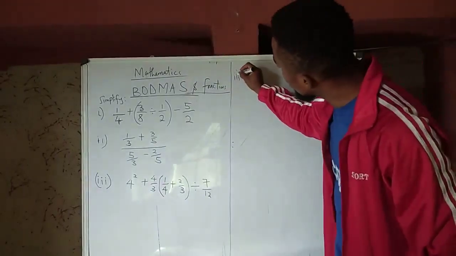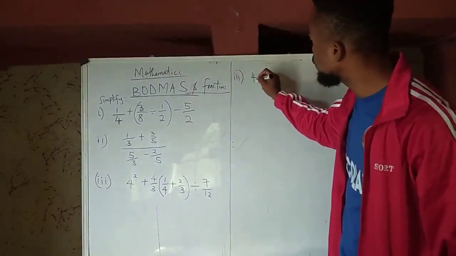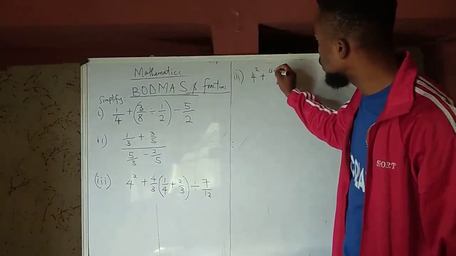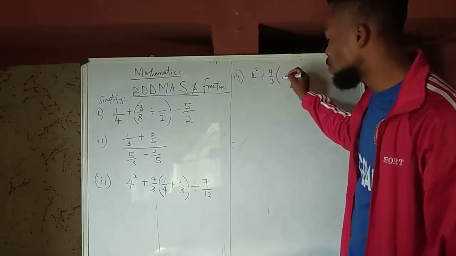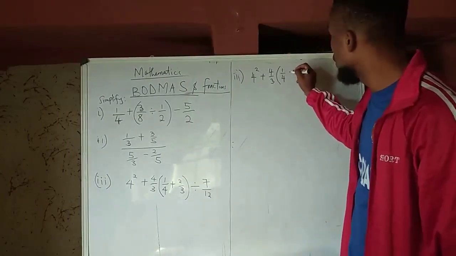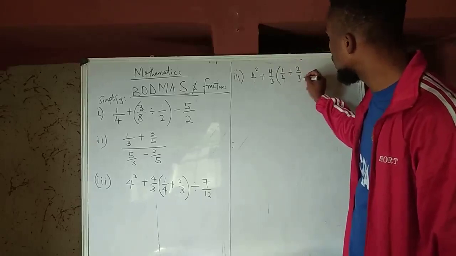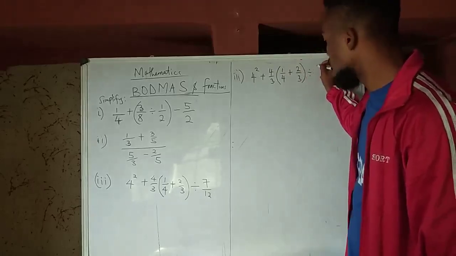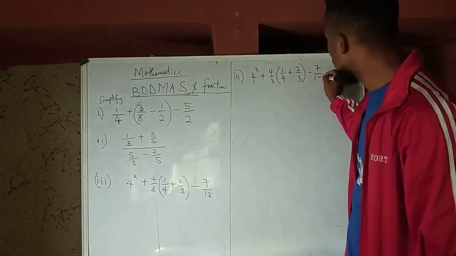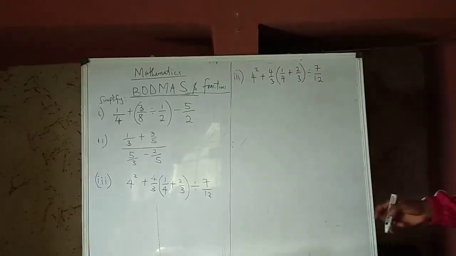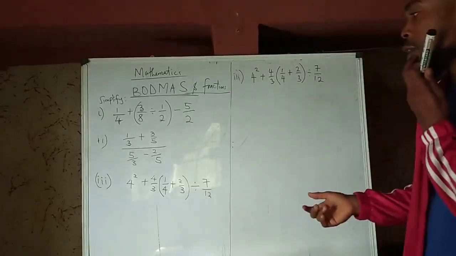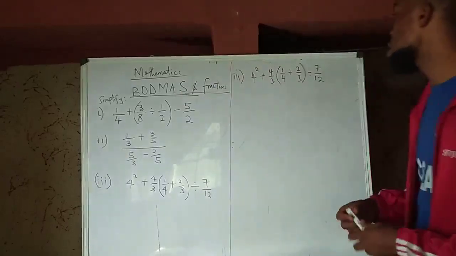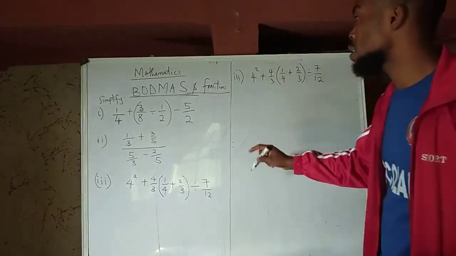Okay, so the last but not the least here, where we have 4 squared plus 4 over 3 into the bracket of 1 over 4 plus 2 over 3 divided by 7 over 12. Okay, so this is simple. Following our BODMAS principle, all we just need to do is the exponent.